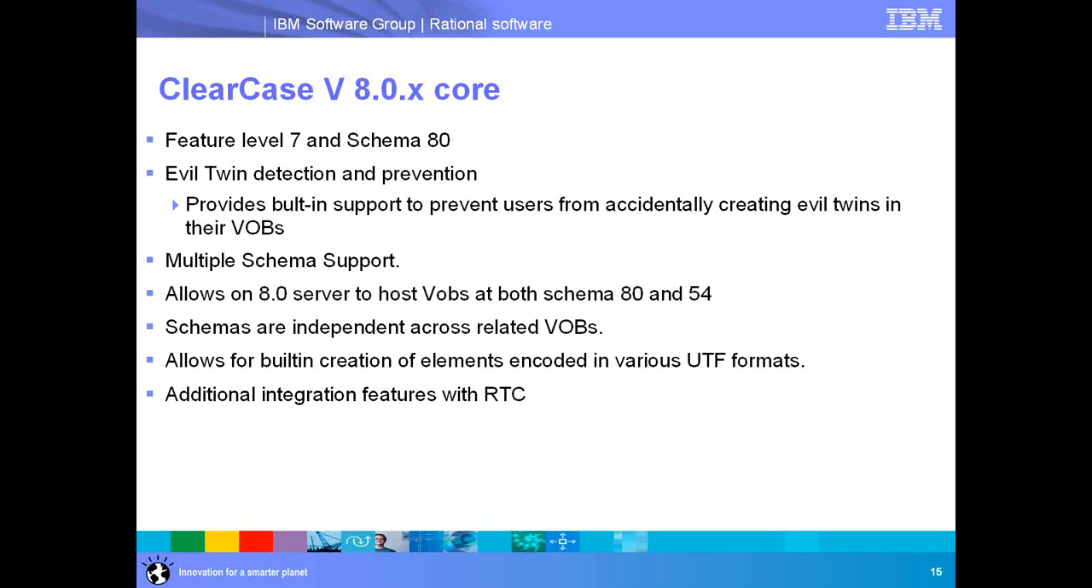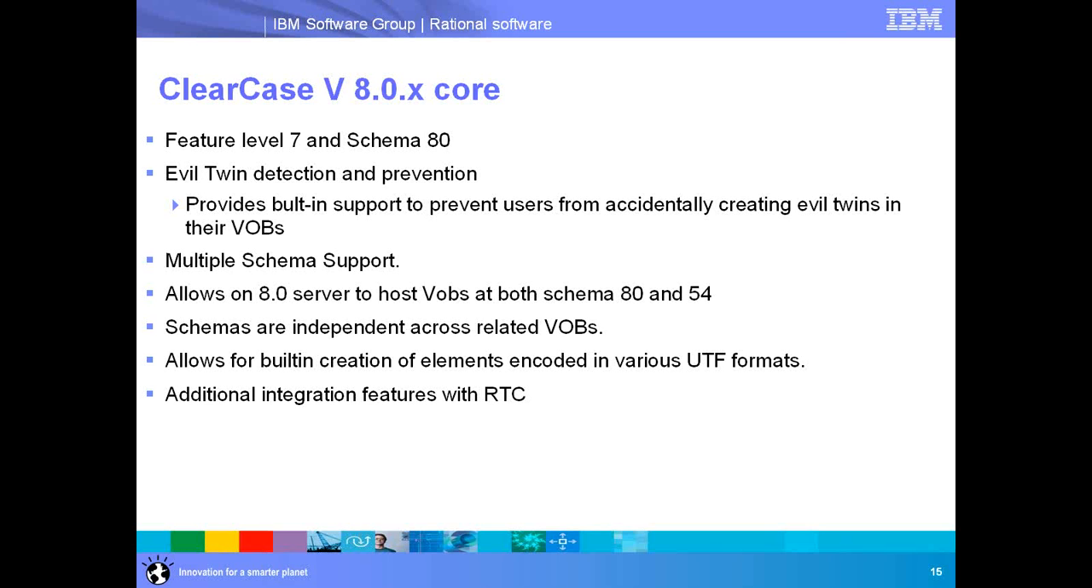So when there is a feature level change, the new features which you can get compared to the older versions include one that I've already mentioned, that is the evil twin. Here we have the built-in feature which will act instead of your customizable triggers, which will help in identifying and preventing the evil twins that are created on your WOB.